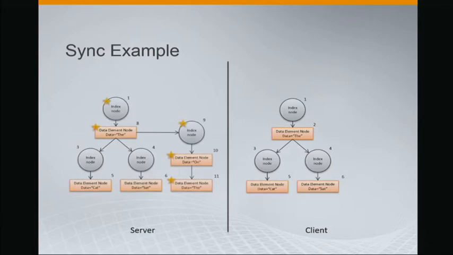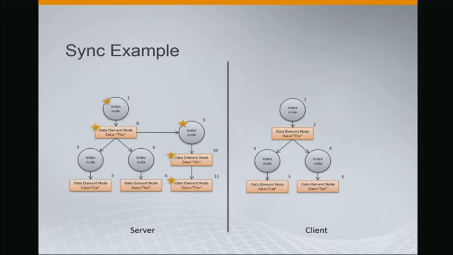So then say somebody does an update and the server gets updated with a new set of changes. You can see that we've changed the index node. We could do that because it was mutable. We've added a new data element node under this index node, which points to another one, and so on. And we've got some new content.